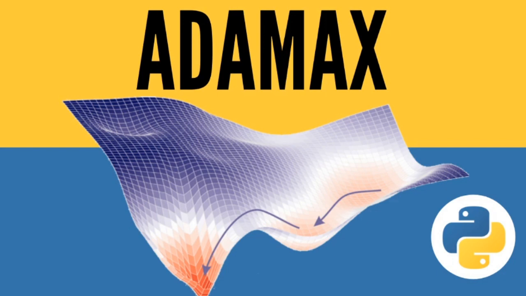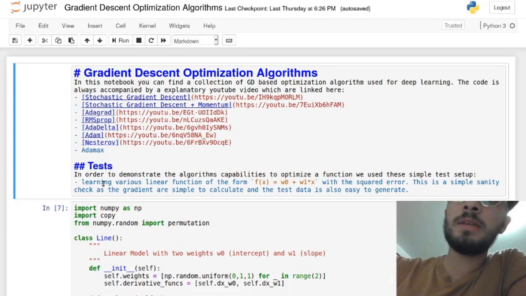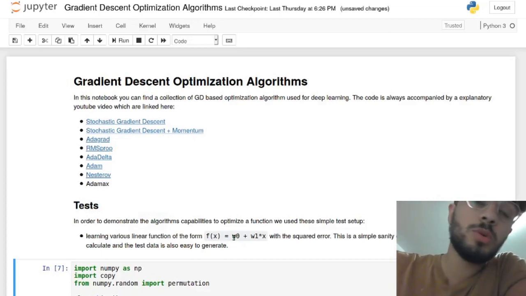Let's now jump to a Python implementation to check out how to implement this whole thing. Alright, so here we are in the notebook. It's the same notebook for all of the optimizers that I've done before. So if you want to take a look at them, you can click over here. And now we're doing AdaMax, and the basic idea is that we're trying to apply AdaMax to a line, which it was not made for, but it still works as a proof of concept.